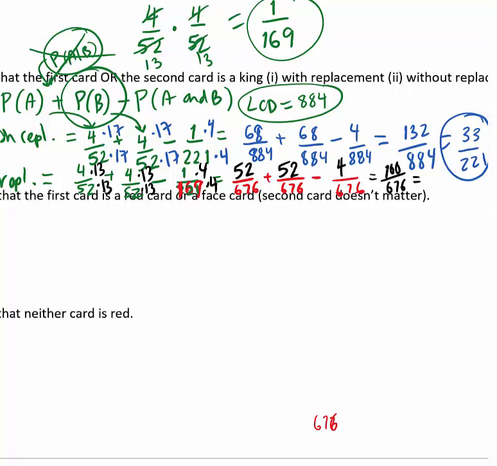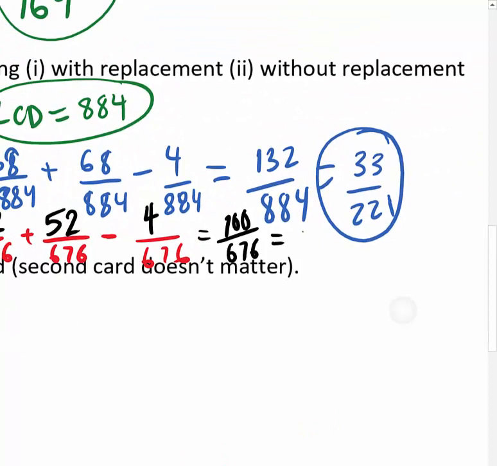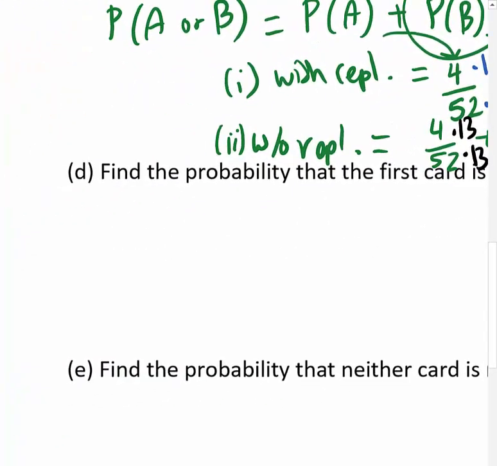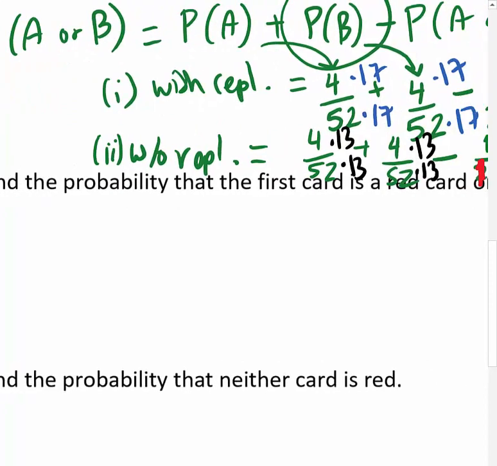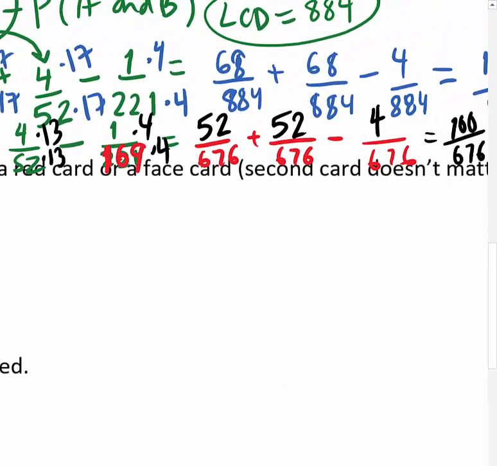Well, of course, that's how we got 676. So that reduces by 4 to leave us with 25 out of 169. Okay. Part D, find the probability that the first card is a red card or a face card. And the second card doesn't matter.